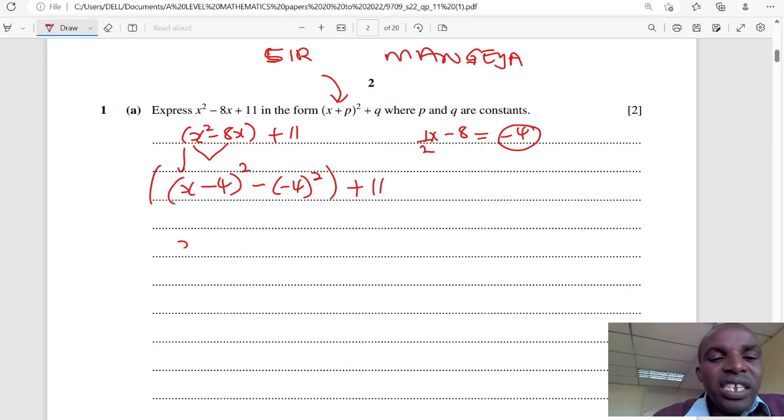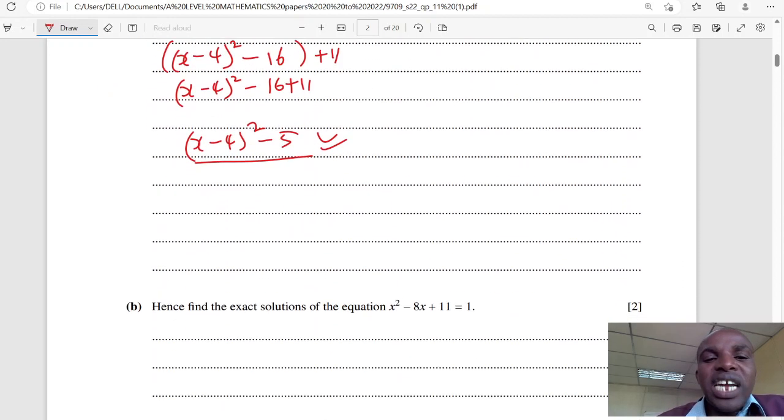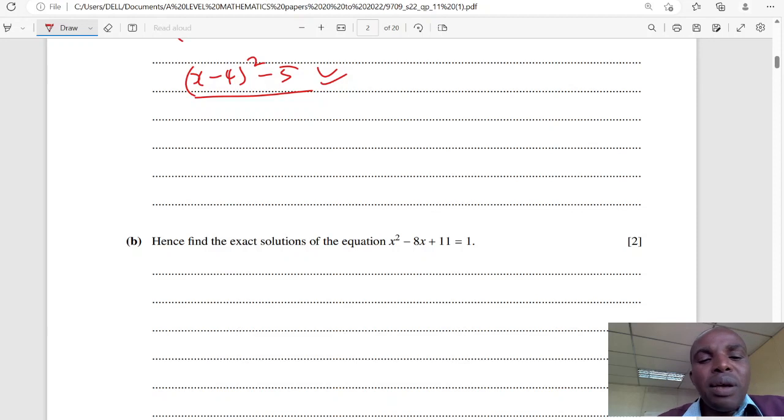Right, you simplify inside the bracket, so it will be (x minus 4) squared, then minus 4 squared is 16, then plus 11. Let's remove this bracket: (x minus 4) squared minus 16 plus 11. Then it will be (x minus 4) squared minus 5. So this will be your completed square form. Done. Now, question number B.